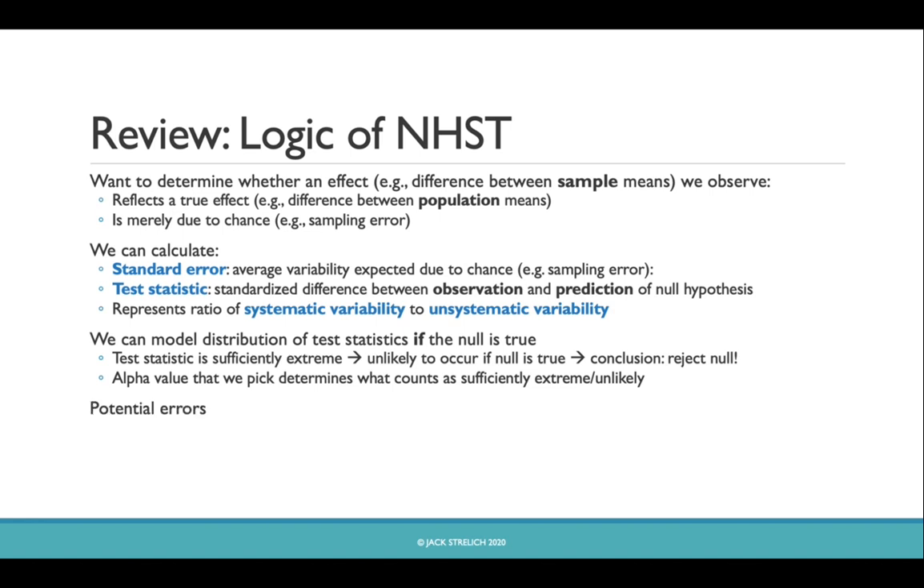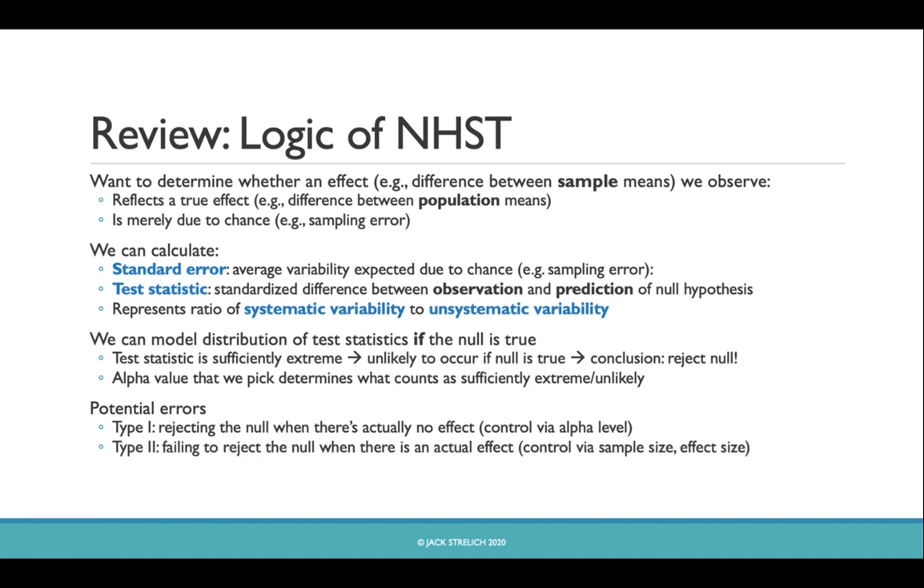There are two types of errors that we can make here. A type 1 error occurs when we reject the null when there's actually no effect, and we can control our chance of a type 1 error by changing our alpha level. A type 2 error occurs when we fail to reject the null when there is an actual effect, and we can control our risk of type 2 errors by increasing our sample size and increasing the effect size of our manipulation.